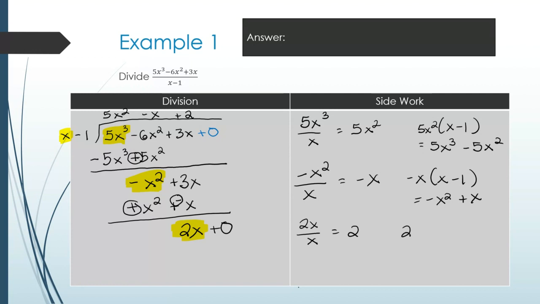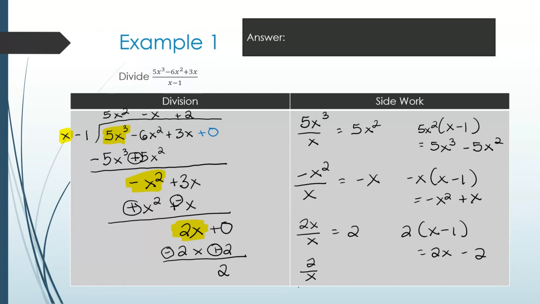Now I take that 2 and I multiply by the x minus 1. So when you distribute, you get 2x minus 2. So I write that underneath. I draw my line. I change the signs. And I combine. 2x minus 2x is 0. 0 plus 2 is 2. And 2 is the remainder, because if I took 2 over x, that does not simplify. So that's how you know it's a remainder.